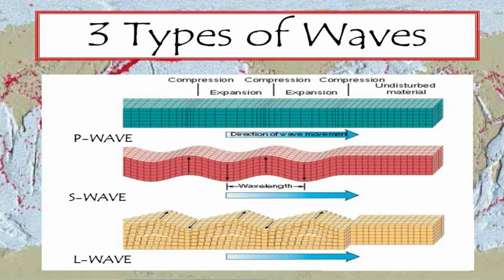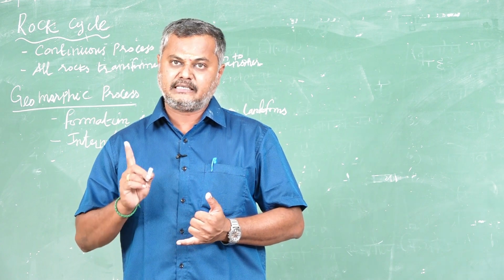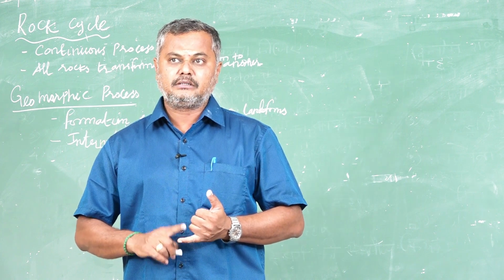Secondary or S waves travel only through solids. These transverse waves shake the ground perpendicular to the direction in which they propagate. The average velocity of this wave is 1 km per second to 8 km per second. Got it? The third one is surface waves.